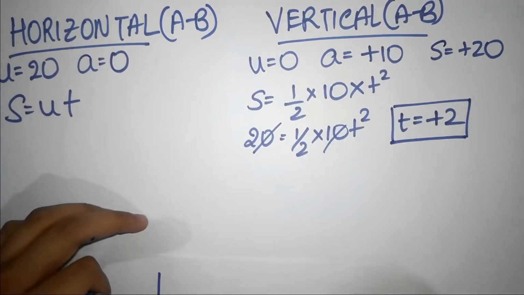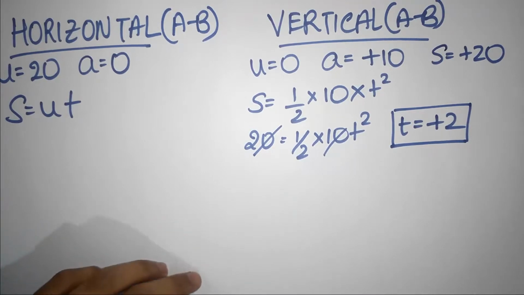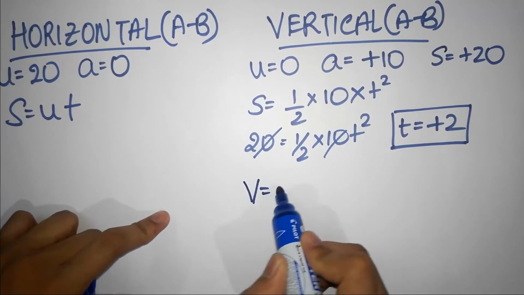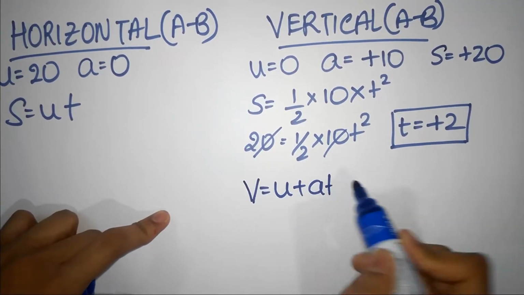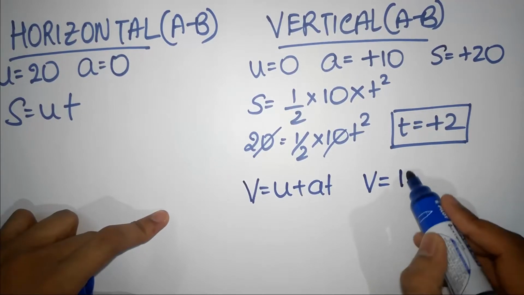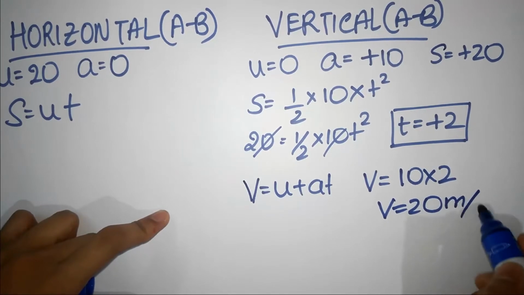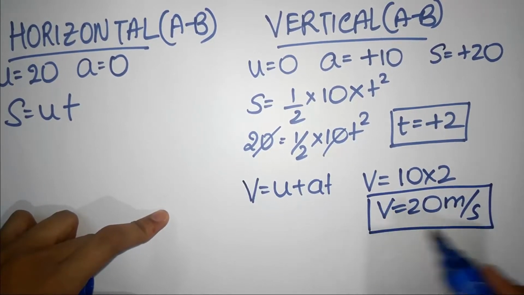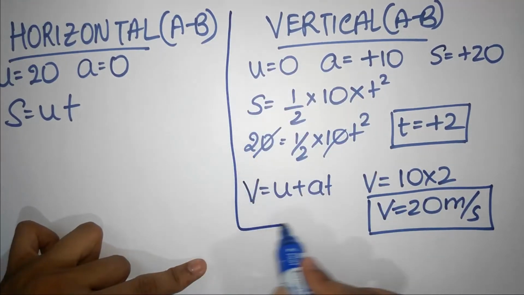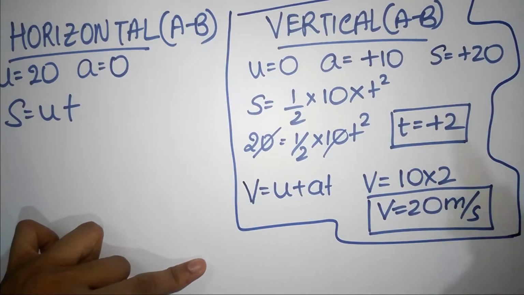What else can we calculate? Let's see. Oh, we have to calculate the final velocity in the vertical. So let's do that quickly. In the vertical, V equals U plus AT gives us V equal to U, which is 0, plus A into T. So V is 20 meters per second. But notice that's not your final answer. That's only in the vertical. So what we did now is so far only in the vertical. So this is the vertical direction.